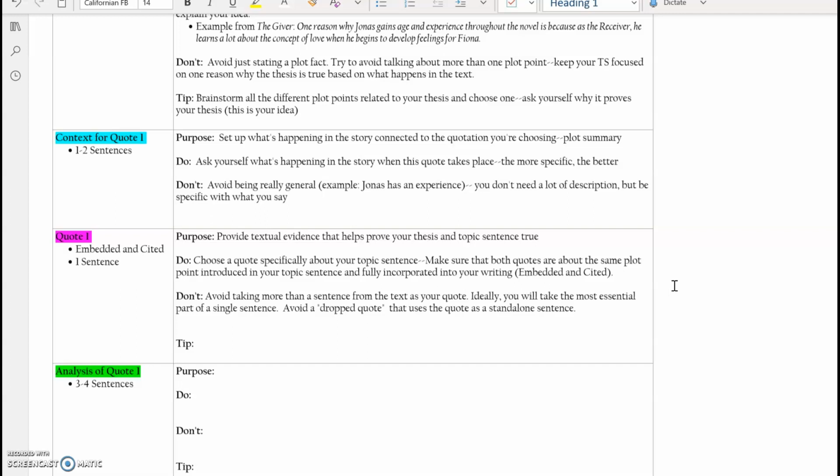And you want to avoid a dropped quote. You don't want to just take a quotation and stick it in as its own sentence. This will get clearer the more we practice with embedding, which is our next lesson and activity after solidifying body paragraphs. Tip: use the quote because it proves something. Don't use it because it continues plot summary. If you can't answer why it's important, if you just used it because it explains the plot a little bit more, it's not doing its job.